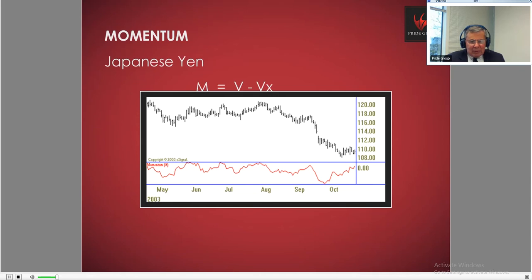Now, one of the problems with the momentum indicator is if the price carries the close to break through that channel, there's no upper limit on the channel, so we find the oscillator.